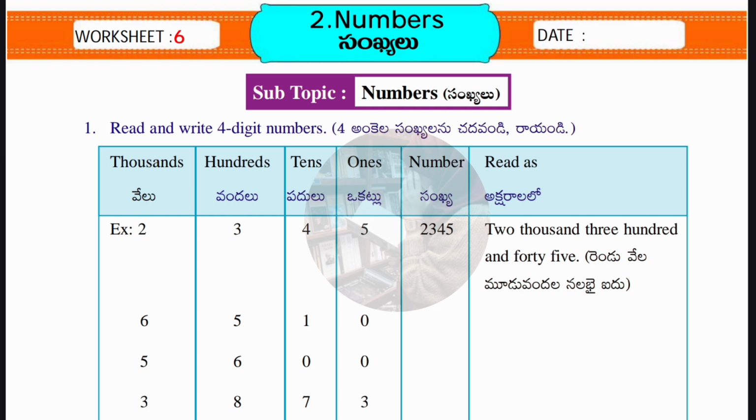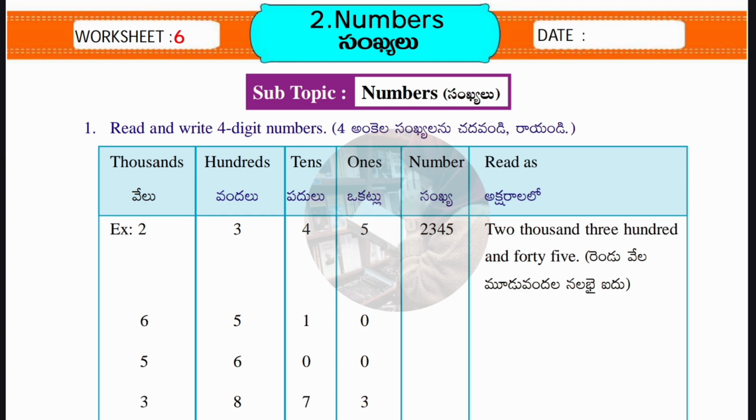Now we'll move to the next worksheet, that is worksheet number 6. Here the subtopic is numbers. Let's see the first question: read and write 4-digit numbers. Here we have given one box in which we have 5 columns: thousands, hundreds, tens, ones, and then the entire number, and under 'read as' we have to write the given number in words. One example is given. In the thousands column 2, hundreds column 3, tens column 4, ones column 5. So the entire number is 2,345. Write down that number in words. In the same way we have to write it for the given numbers.